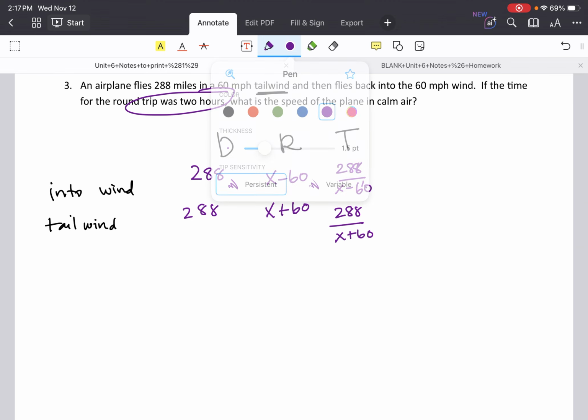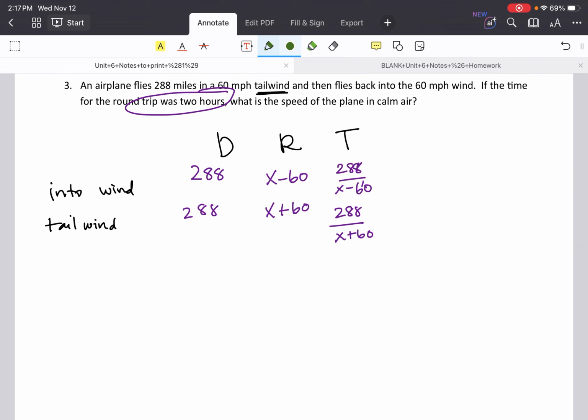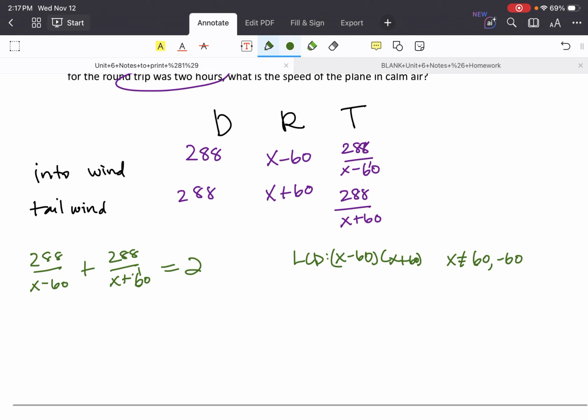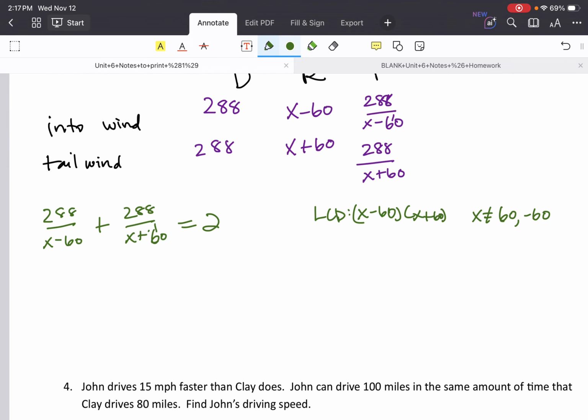So this is going to be really similar to example number 2. We are going to add the two together, and that is going to be equal to 2 hours. So our least common denominator is going to be x minus 60 and x plus 60. So our excluded values are 60 and negative 60. The negative 60, you're not going negative 60 miles per hour, so that doesn't even make sense.